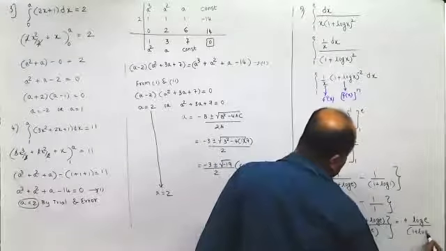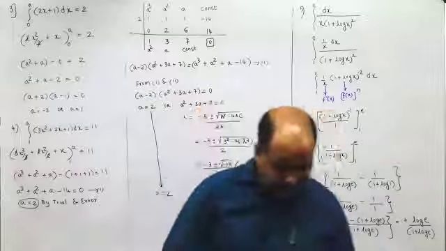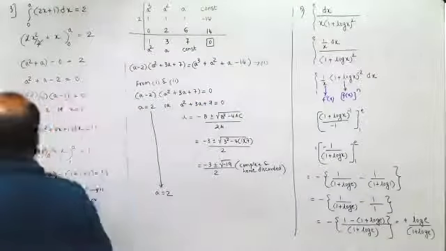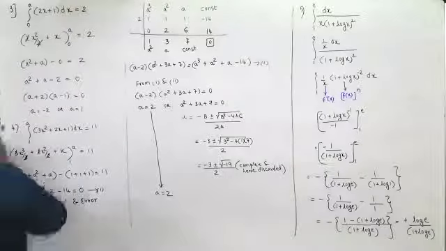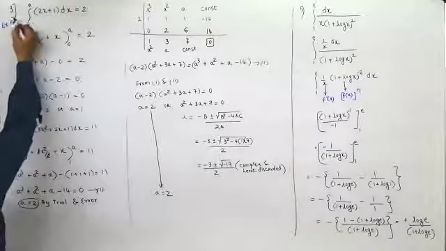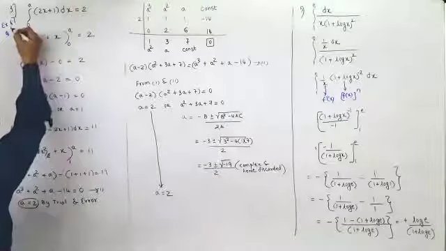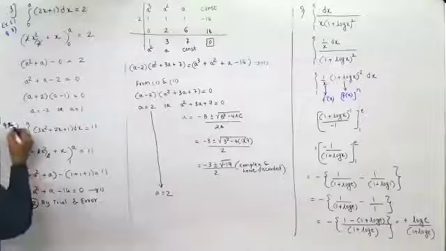If someone can confirm the answer for me, it would have been better. I would tell you which all sums I have covered here. As far as this is concerned, 2x plus 1 dx is 2. This is exercise 6.1, question number 7. This is question number 8.